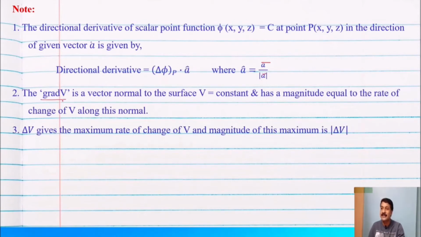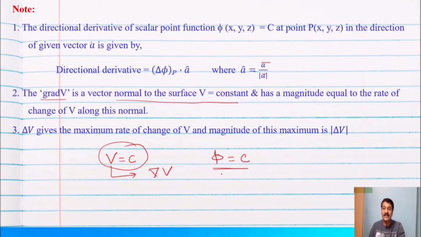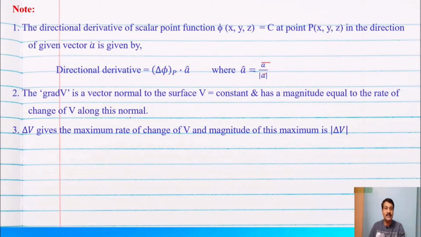And the second thing is grad V is a vector normal to the surface V equal to constant. Means if there is any surface V equal to constant, then a vector normal to that surface is del V. That is why if phi is a surface, then the vector normal to this surface is del phi, and it has magnitude equal to the rate of change of V along this normal. Also remember del V gives the maximum rate of change of V, and the magnitude of this maximum is mod of del V. So for the MCQs, you must go through all these notes.